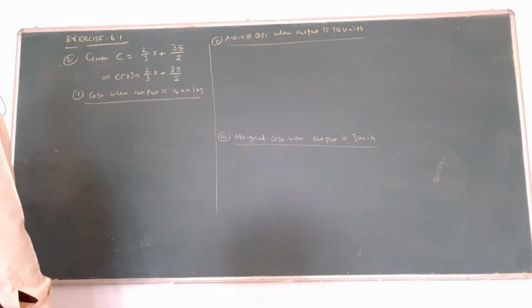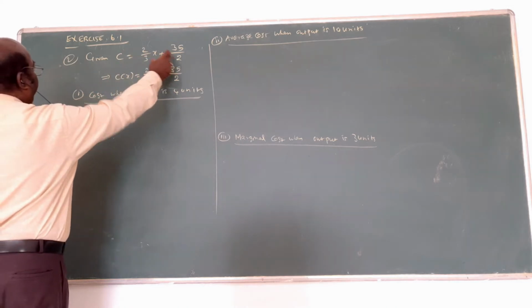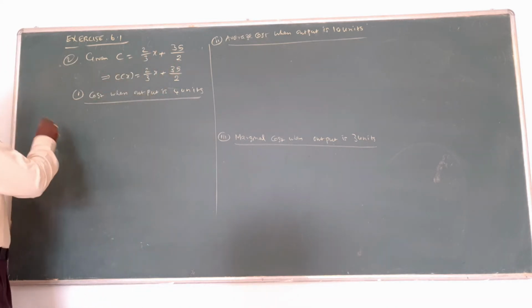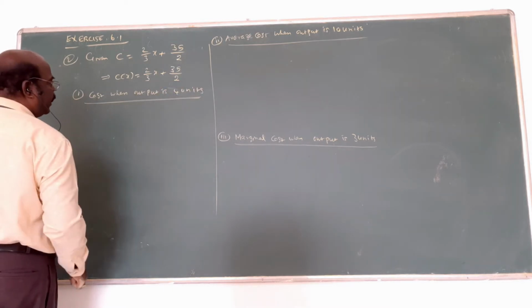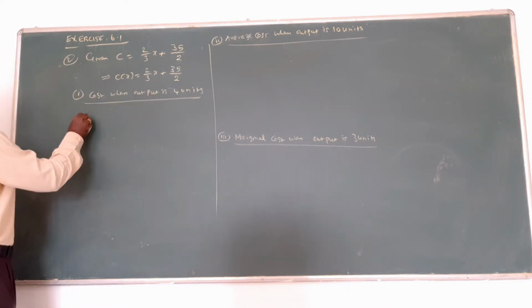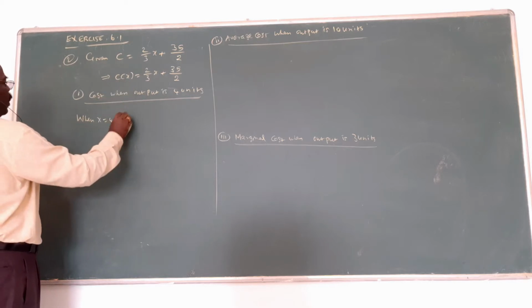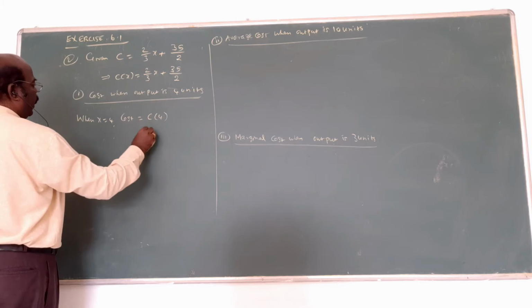Second question. The total cost of output of a firm is given by C equals something. C can be C of x. The first part: find the cost when output is 4 units. That is when x equals 4, cost is C of 4, x is 4.